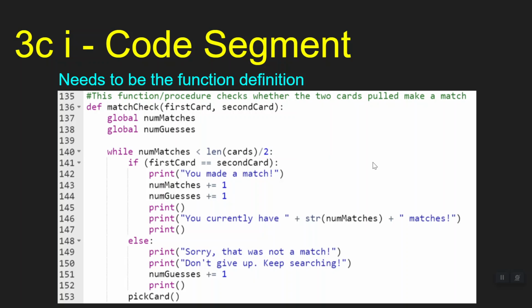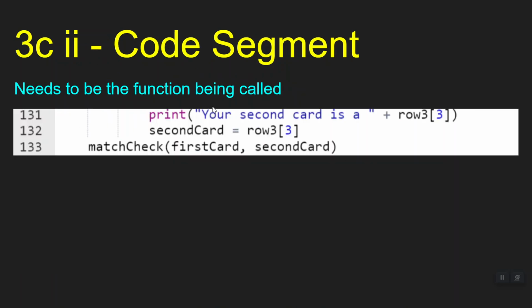Now I also have to show them for part 2, I have to show them where match check gets called. So that ends up on line 133. That's where match check is actually being called with first card and second card parameters, or in this case, arguments.